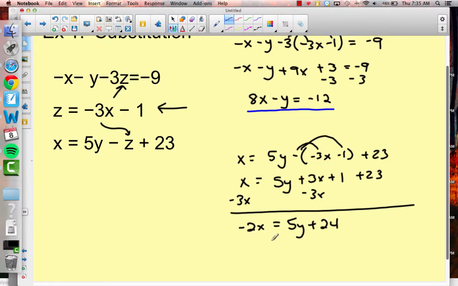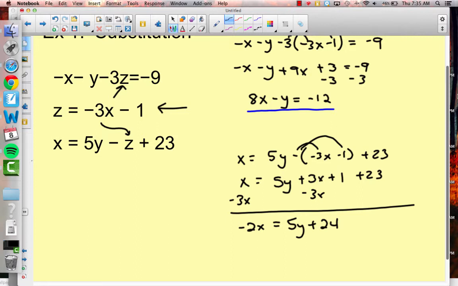Now, what you should notice here is that we still have an equation with an x and a y in it, and we're still using substitution. So because we're still using substitution, we're going to have to plug something in again. This is why these problems get long, because you have to break it down till you get to one variable, and we're only at two right now.